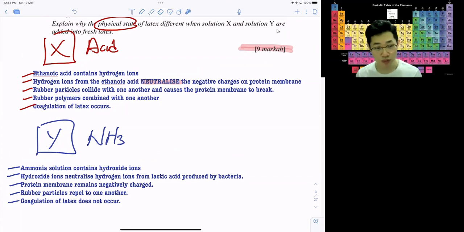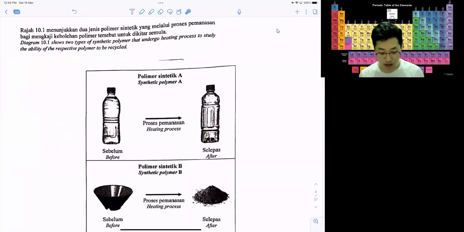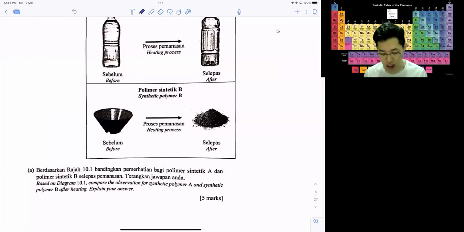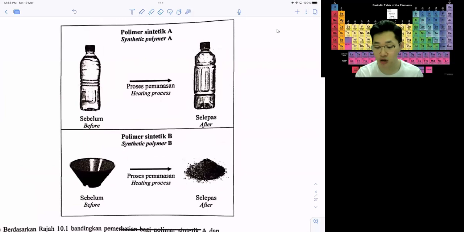Okay, so question 2. If there is no question, I go to the next one. Here, it shows 2 types of synthetic polymer that undergo a heating process to study the ability of the polymer to be recycled. They do this experiment to know whether they can be recycled or not. So first they want you to compare the observation for polymer A and polymer B after heating. What is the difference in observation?